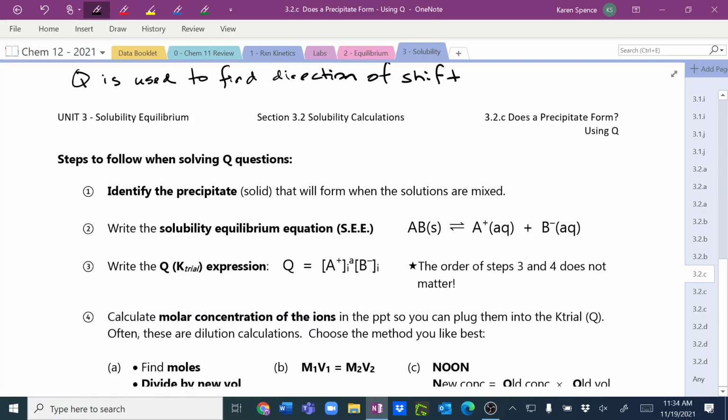If we have a solubility equilibrium, AB solid in equilibrium with A plus aqueous plus B minus aqueous, this is on page 64.